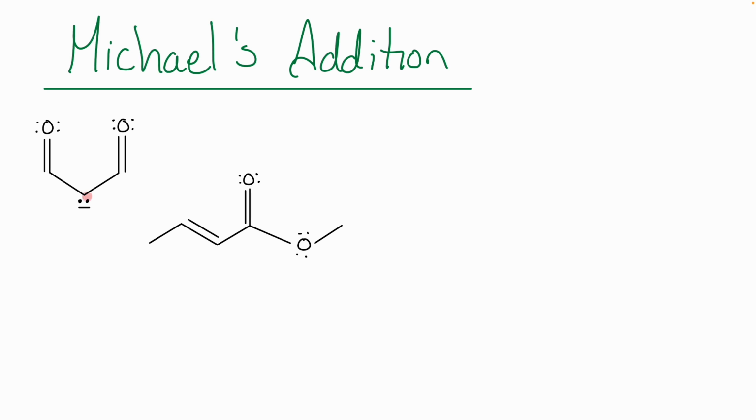All right, my nucleophile here is just that alpha carbon. My electrophile here is that beta carbon. And in our reaction, we're going to form a new carbon-carbon bond between our nucleophile and our electrophile. Importantly, in the process, we will lose that carbon-carbon double bond.